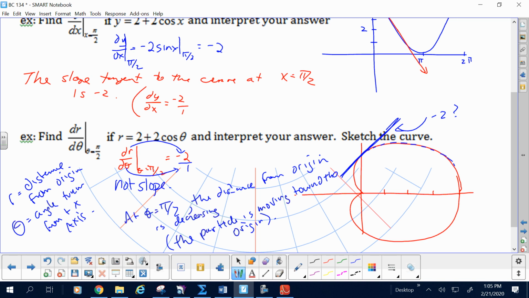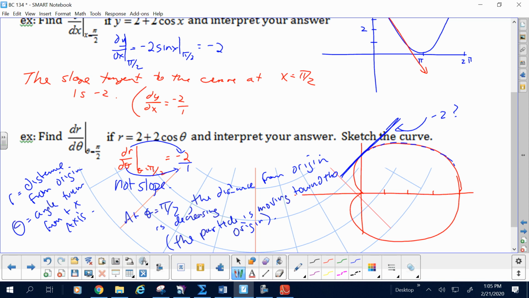Is that always the case? That if dr d theta is negative, you're moving toward the origin? You're on the right track, but no. When dr d theta is negative, that means r is decreasing, right? So when might that be moving away from the origin? If r is negative, then you're already backing up. And then if dr d theta is negative, you're backing up even more, right? And so it could mean away from the origin.